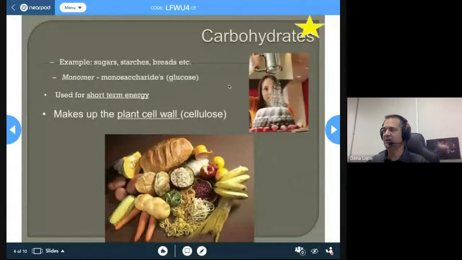The very common monosaccharide that you're going to read about throughout the entire year, but especially in this lesson, especially when we start talking about plants and photosynthesis, is going to be glucose. If you can remember the basics of that, you should be pretty good.